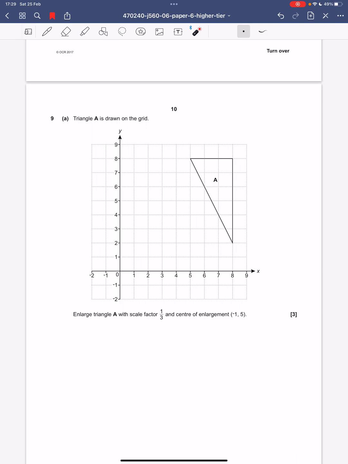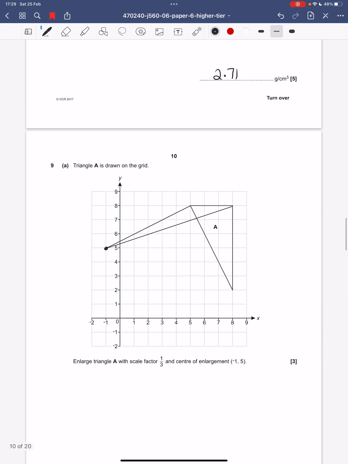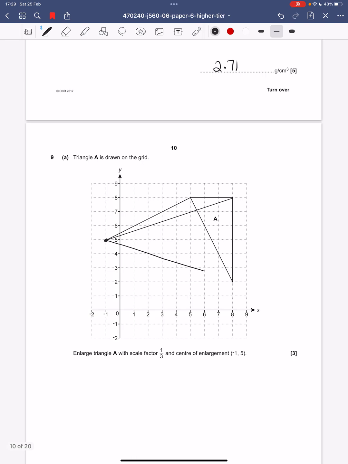Right, triangle A is drawn on the grid. Enlarge it with scale factor of 1/3. So even though it says enlarge, because it's 1/3, it actually reduces it. And centre of enlargement -1, 5. So that's our centre there. -1 across. So I'm going to draw, right, so I start from the centre, and I'm going to draw a line to each of the corners of the triangle, like so.